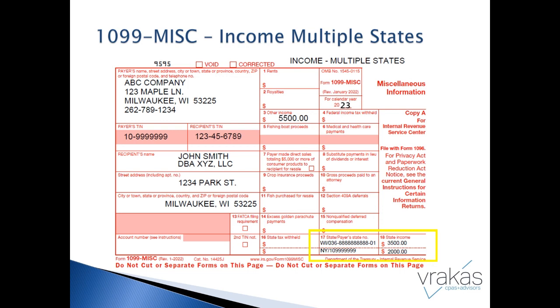Now, depending on the state services, typically this would be the example, or you could have, if the state didn't require a 1099, you might have Wisconsin listed with only 3,500 and nothing listed for another state.